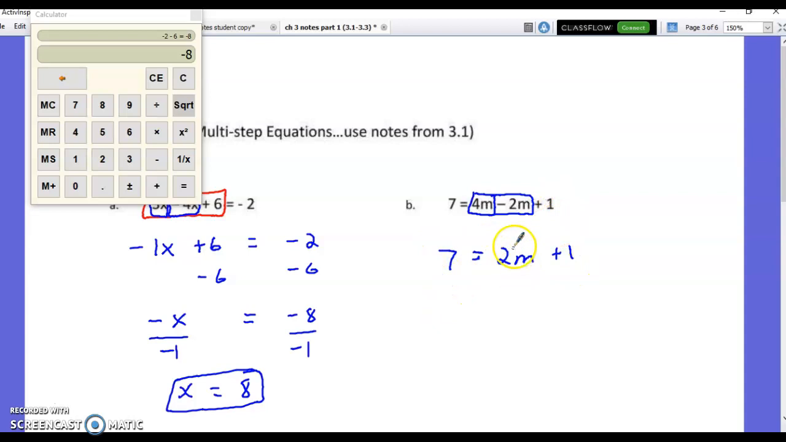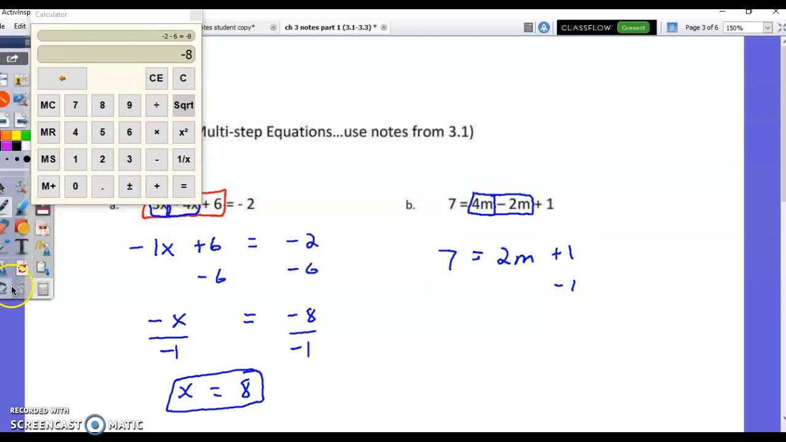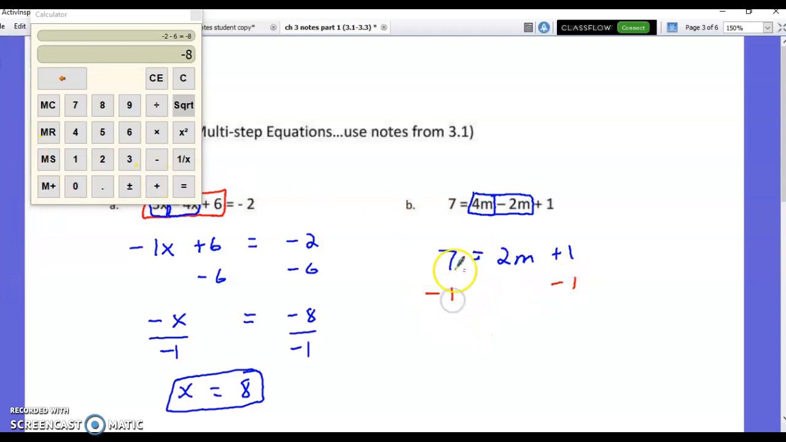All right, so now again, I'm focusing on this 2m. I have to get that by itself, so I need to get rid of this. Use inverse operations to get rid of that positive 1. Subtract 1 from both sides. Let me use different colors just so you can see my steps. I know at the end it just looks like a jumbled mess, but if I use colors, then you'll be able to see how I got to that point. All right, so 7 minus 1 would be 6, equals 2m. And of course, 1 minus 1 is 0. That's why we got rid of it.